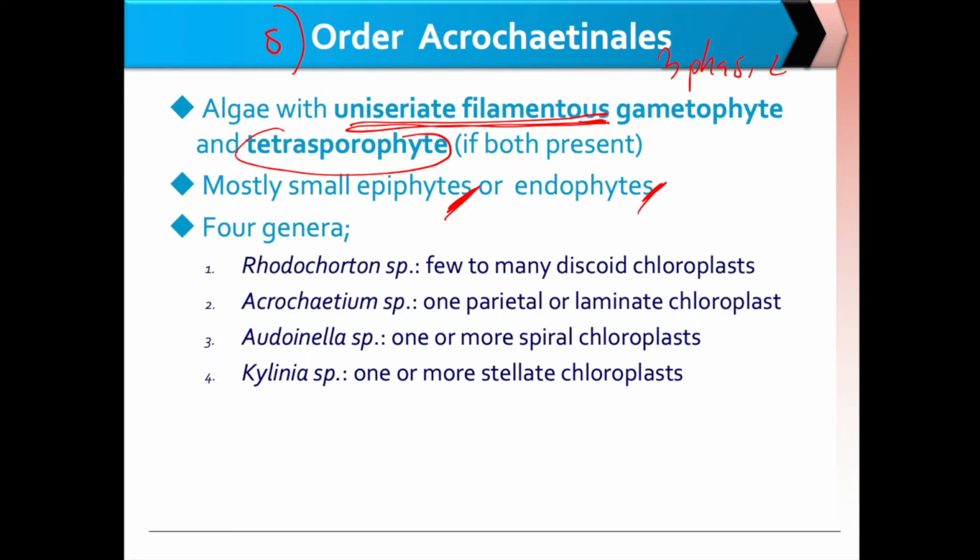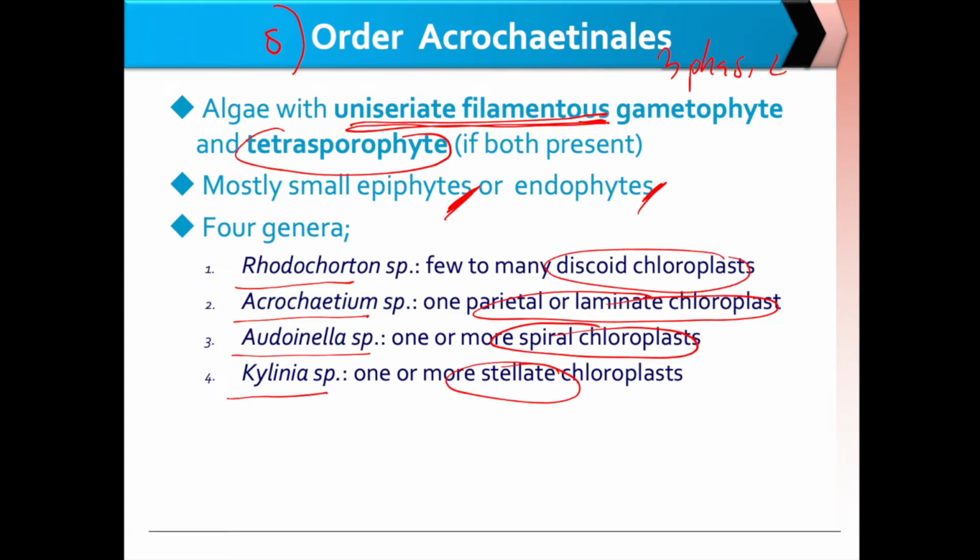So we have 4 genera here: Rhodocorton, we have Acrocatium, Odonelia, and Cailinia. So in terms of their chloroplast, we have a stellate chloroplast here. We have a spiral chloroplast. We have a laminate chloroplast and a discoid chloroplast. So in terms of primitiveness, parang pag ganito yung advancement nito. So more advanced yung discoid, yung stellate natin ay mas primitive. So parang ganyan yung trend in evolutionary sense.